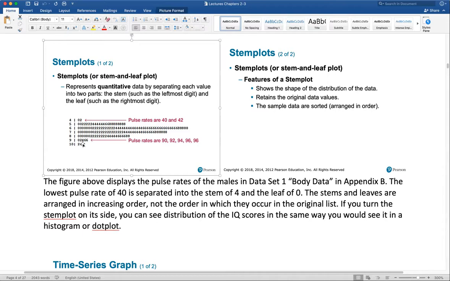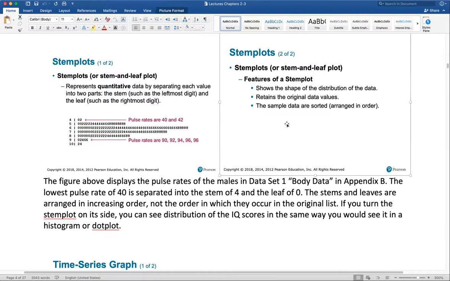Okay, so now you know how to read a stem plot, right? A feature of the stem plot is that it shows the shape of the distribution of data, yes, and it retains the original data values. Yeah, and the sample data are sorted or in order. Yeah, so for the stem plot, the data will be sorted.